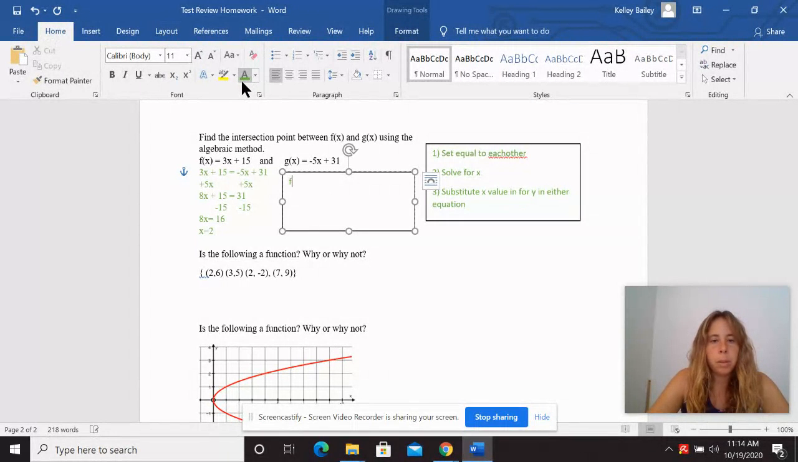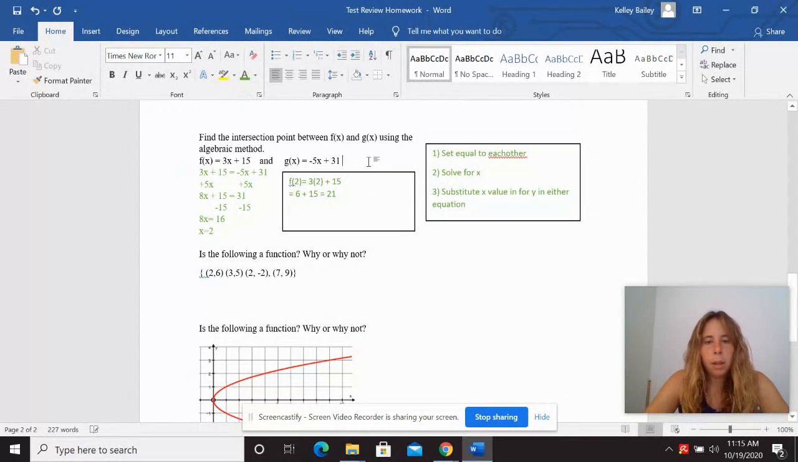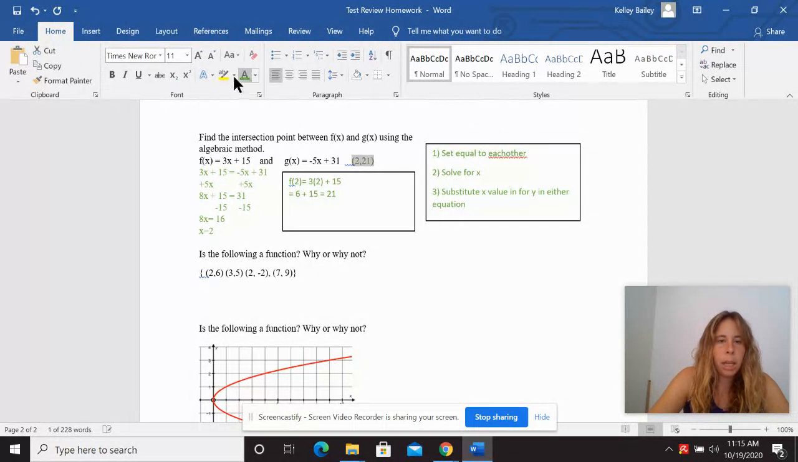Actually, maybe I'll do both just to prove it to you. So I'll do f of 2, substituting in 2 for x. So now I have 3 multiplied by 2 plus 15. So that's equal to 3 times 2 is 6 plus 15 equals 21. Right? So then y would equal 21. So my answer, I'll write right here, is going to be 2, 21. Green and highlight it. That's the answer.